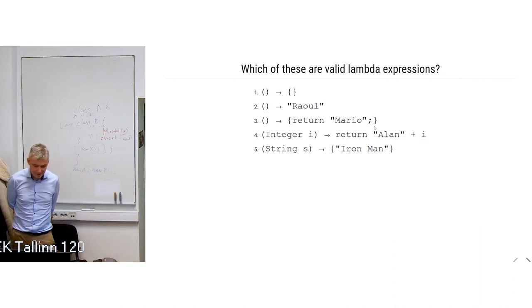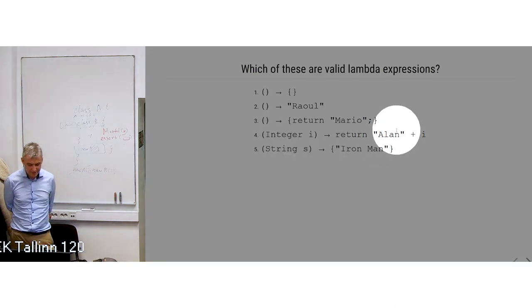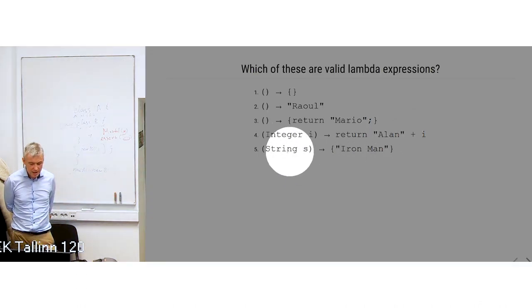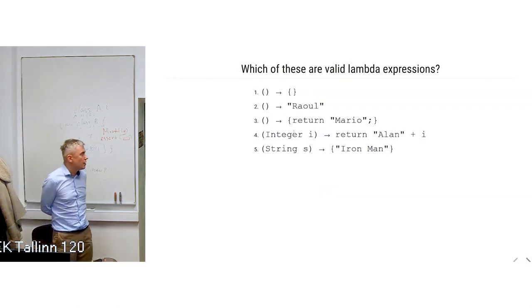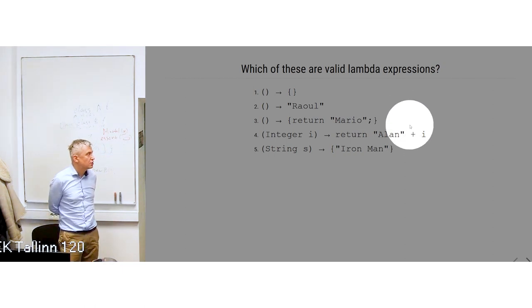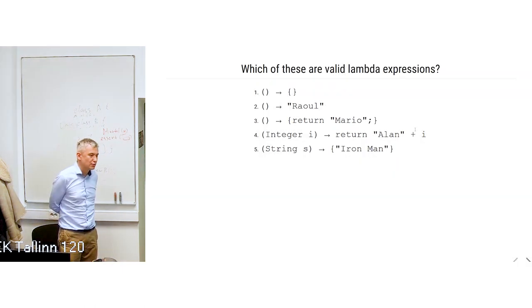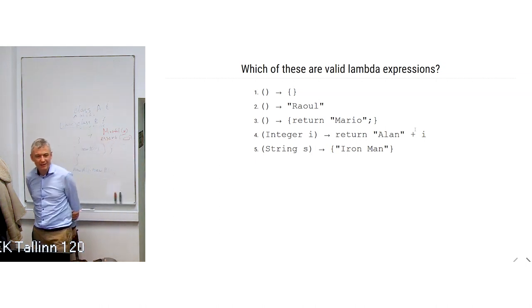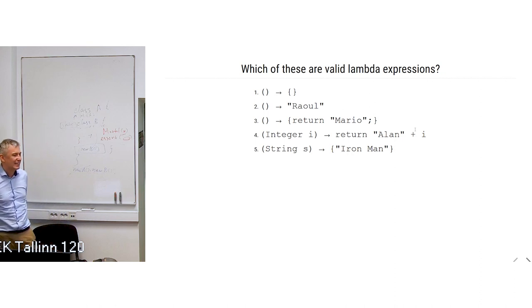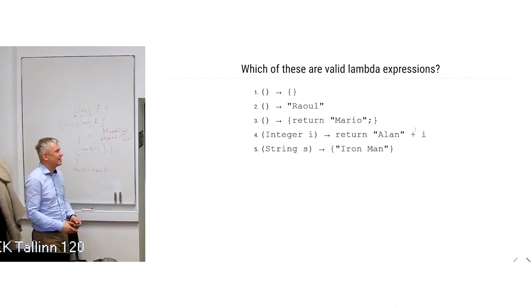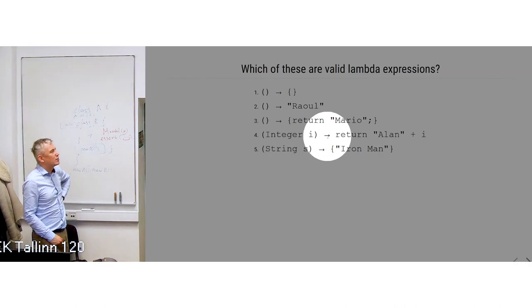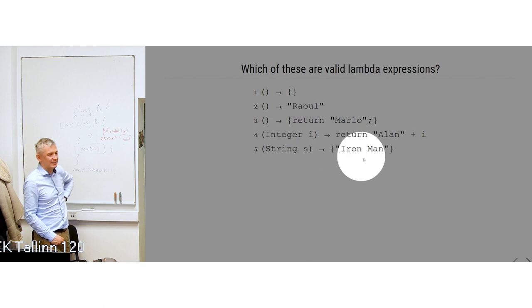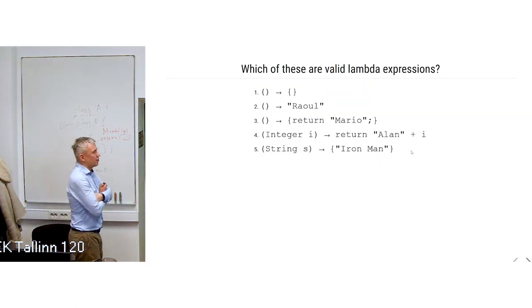I is a parameter here. We can concatenate a string and an integer, so the integer will be converted to a string, no problem so far. So is it valid or not? Actually, it's not, because we are using return, and since we are using return, we must use curly braces and the semicolon.